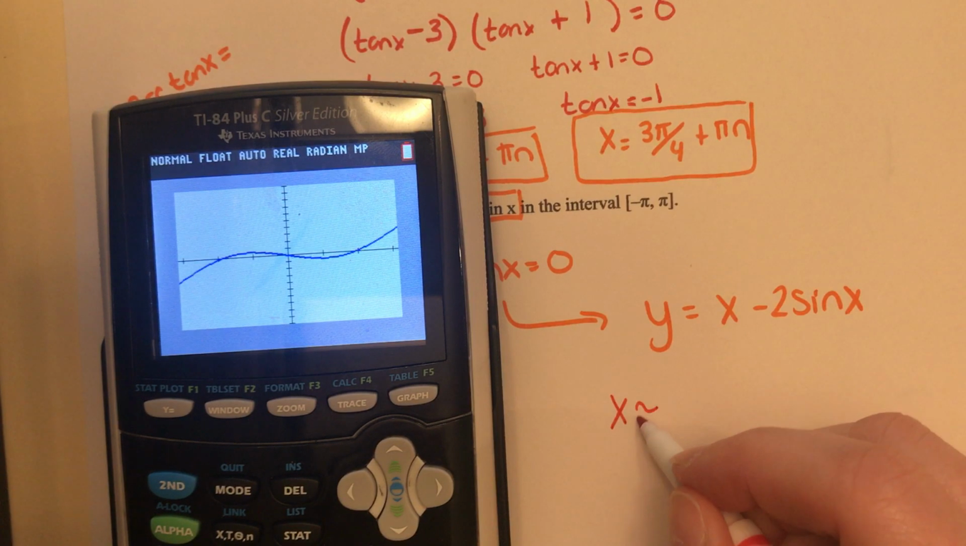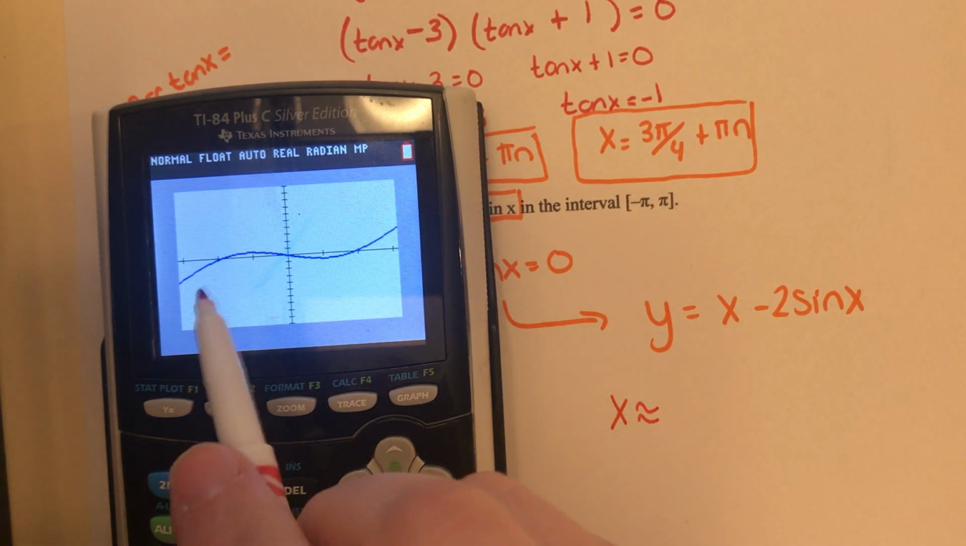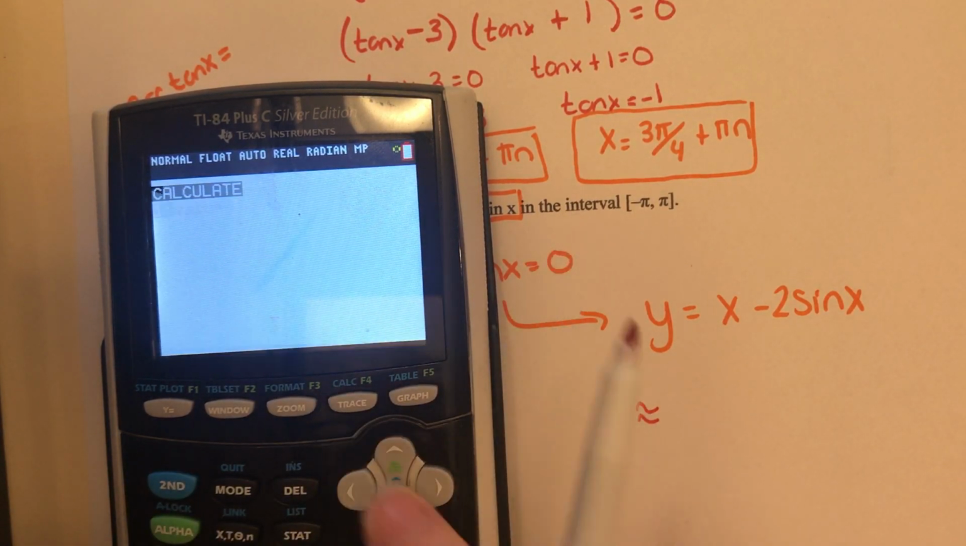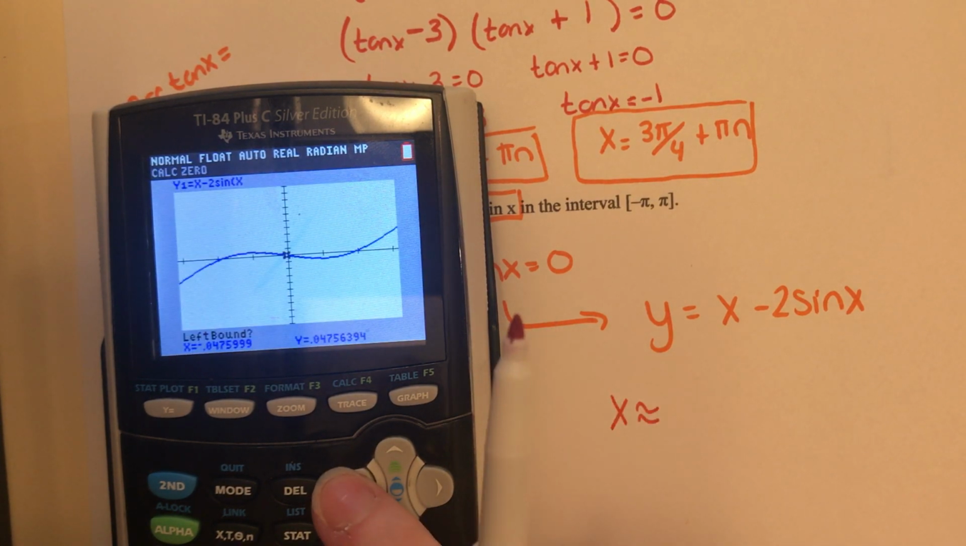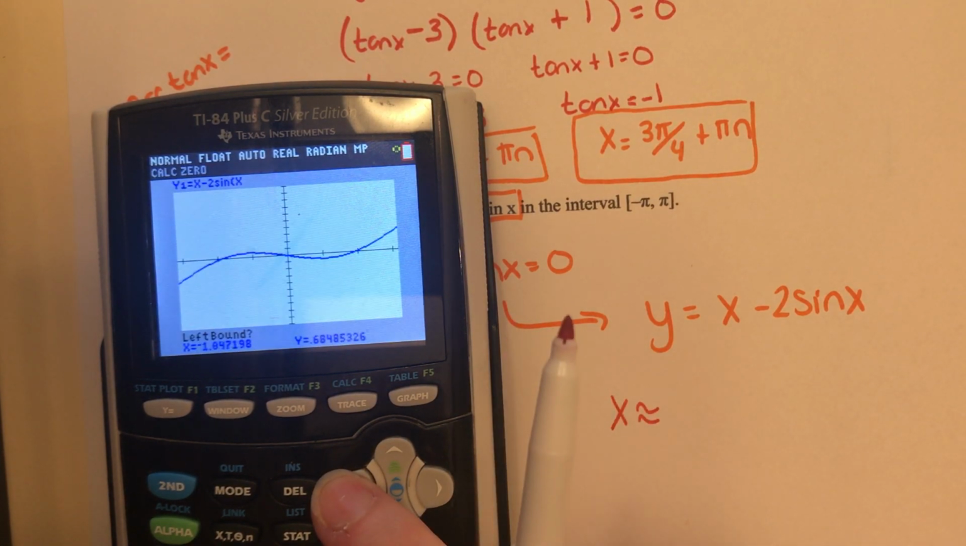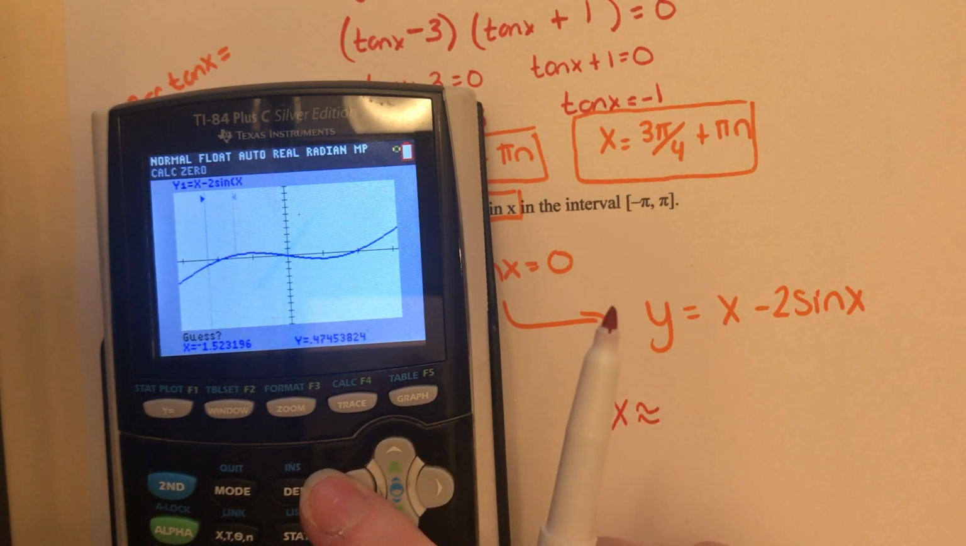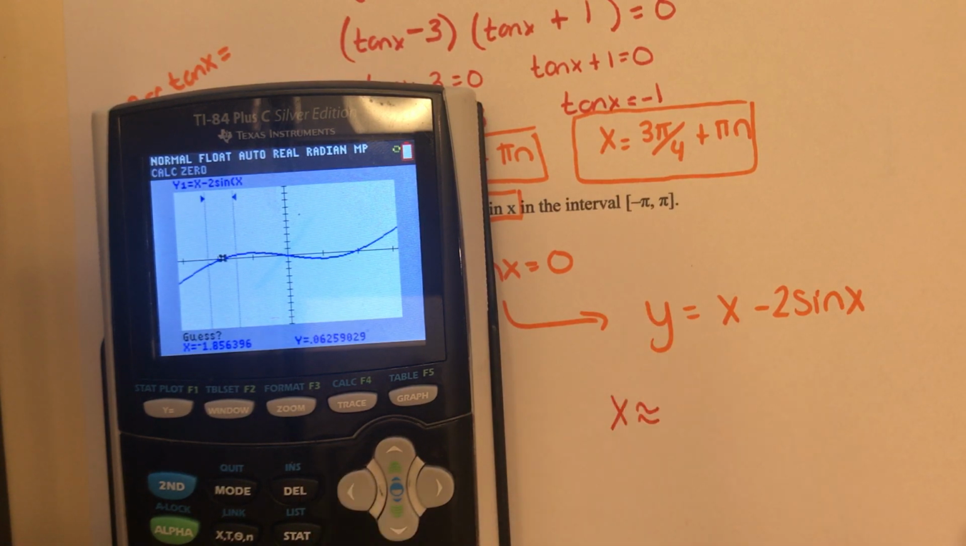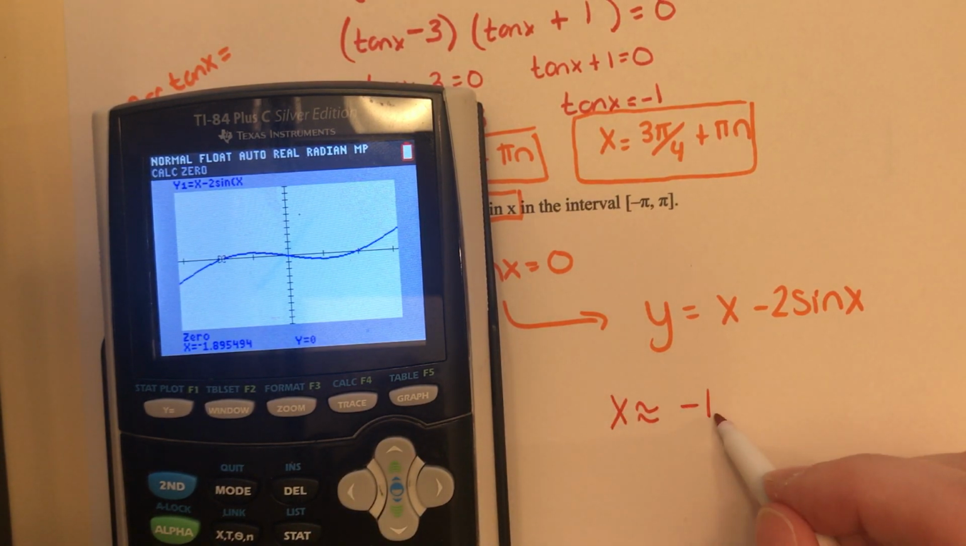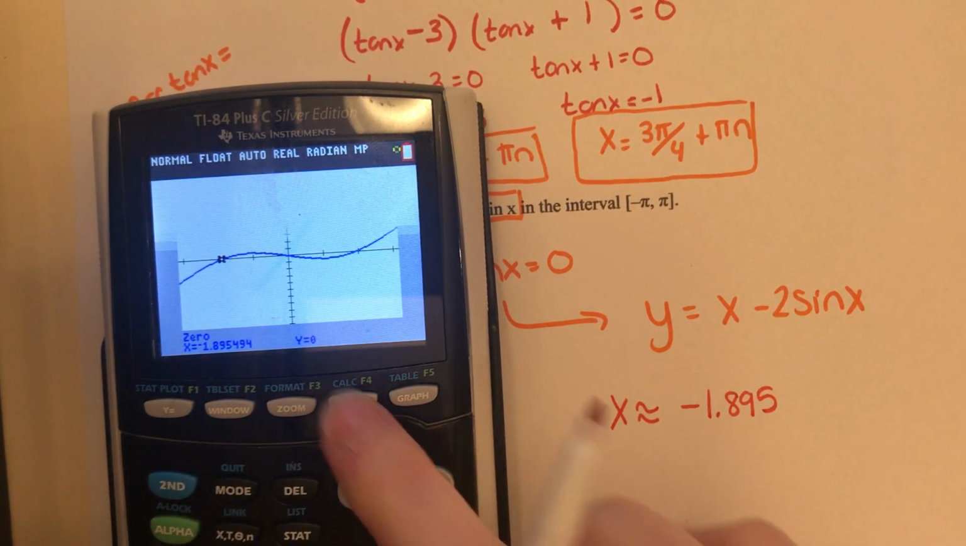So I'm going to say x is approximately. So let's go with our first one here. So I'm going to go second trace, and that's a zero. I'm going to go to the left of where it crosses, to the right, and then take my guess. Negative 1.895.